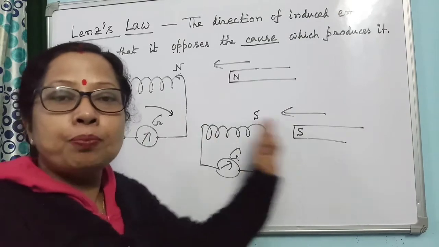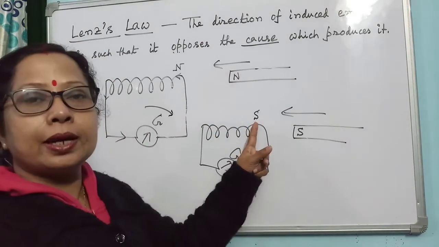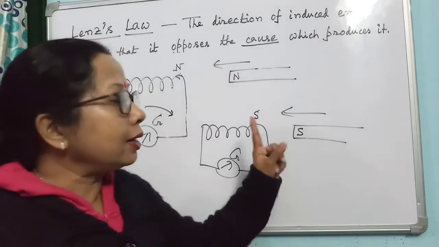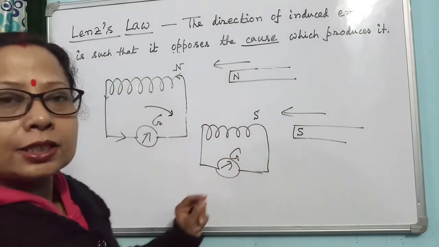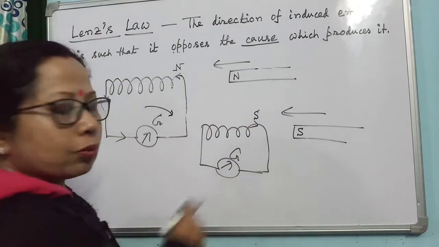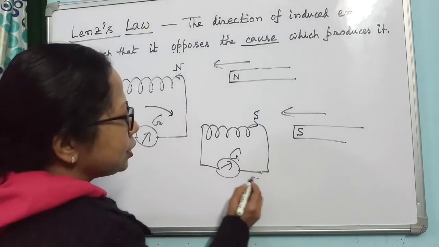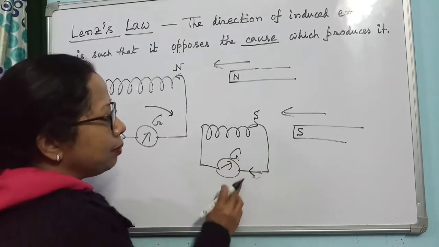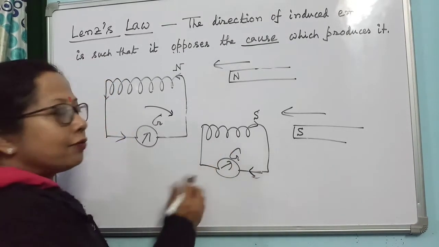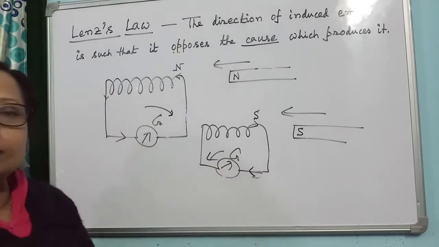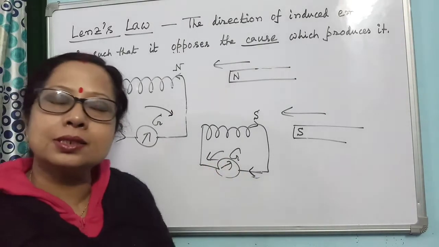Alright, so how to oppose? One south pole should be there so that it gets repelled. Then south pole means what? In which direction will current flow? Current should flow in the clockwise direction. So clockwise direction means through the galvanometer, current will move towards the left. So in which direction will the galvanometer deflect? The galvanometer will deflect towards the left.